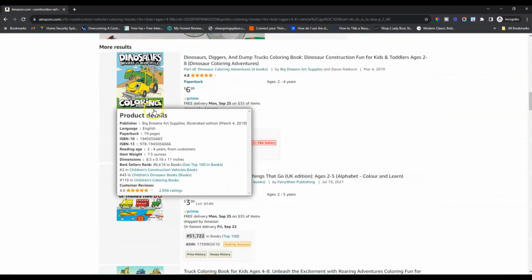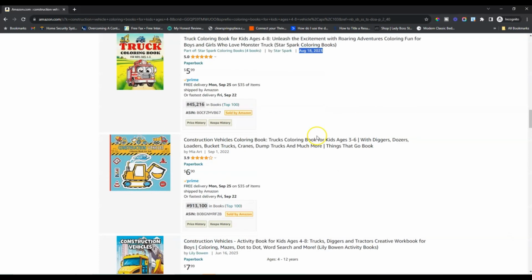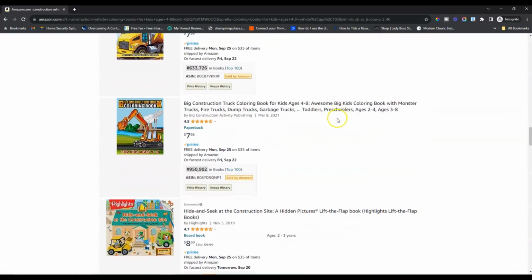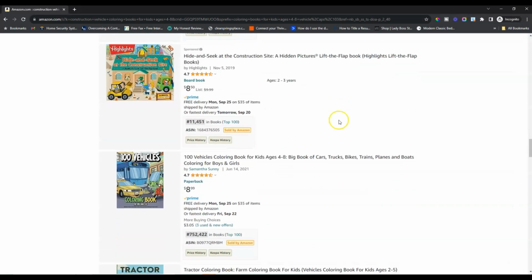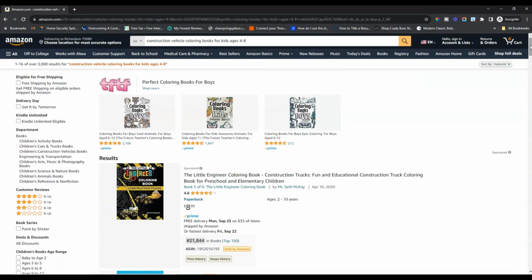So you want to keep going and keep looking at some of the niches that these books were published in. Look at this truck coloring book. All right. So this one is doing very well and it was just published in August of this year. All right. So you have this one that's doing pretty good. So this is actually a decent looking niche to go after. So I hope that you guys kind of see what I did there.